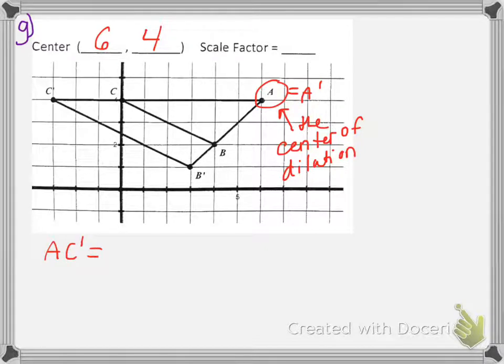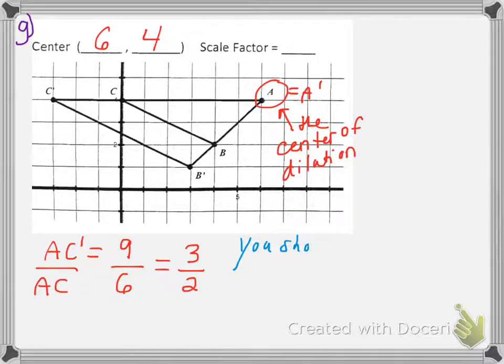So once again, it's the image length over the pre-image length, and we have 9/6. It's 9 units from A to C prime, and it's 6 units from A to C. We are going to reduce that. That's going to be 3/2. If we are asking you for the scale factor, you should simplify those ratios.